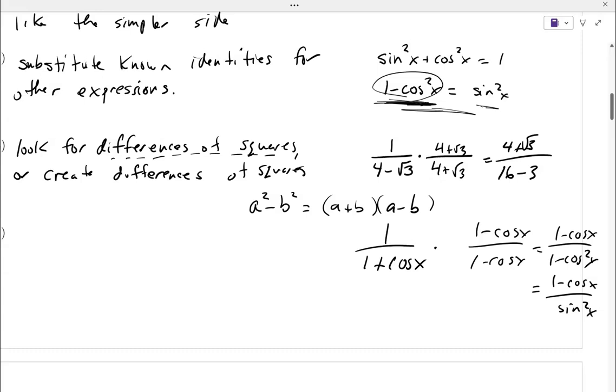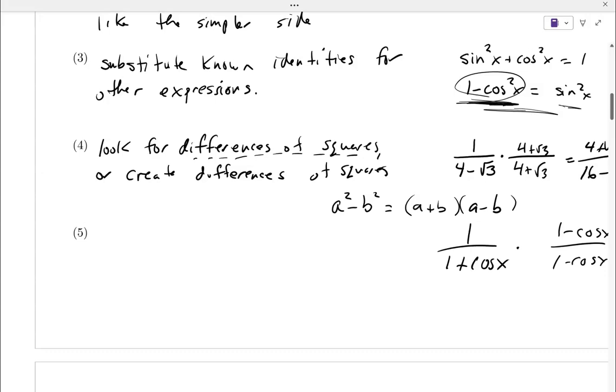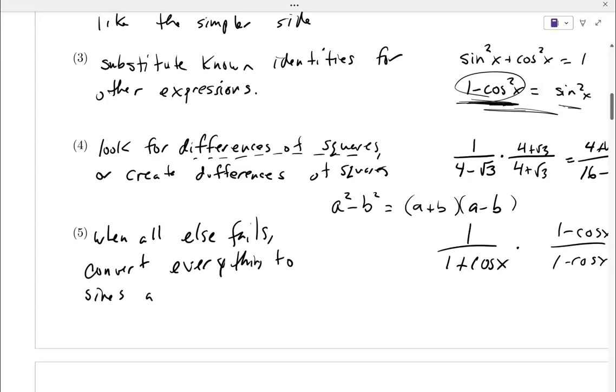All right. The last little tidbit of information I can give you is when all else fails, convert everything to sines and cosines. If you've got things with secants, cosecants, cotangents, and tangents, and you don't know where else to go, just make everything sines and cosines and see what happens. Okay? A lot of times that will give you some things to play with.